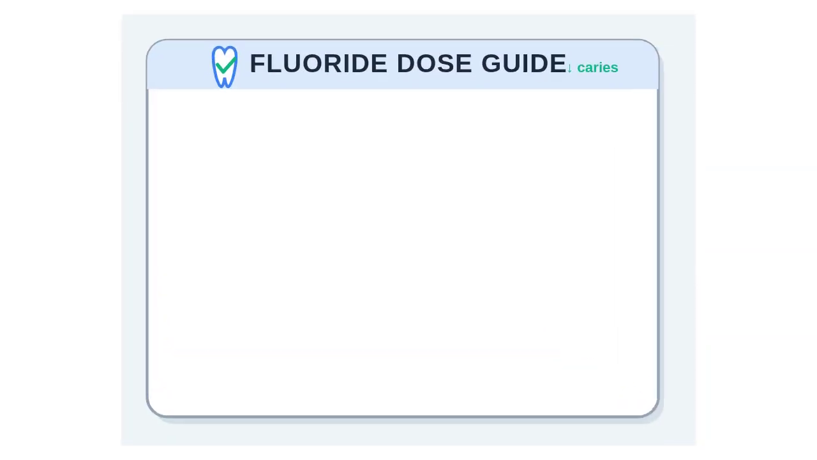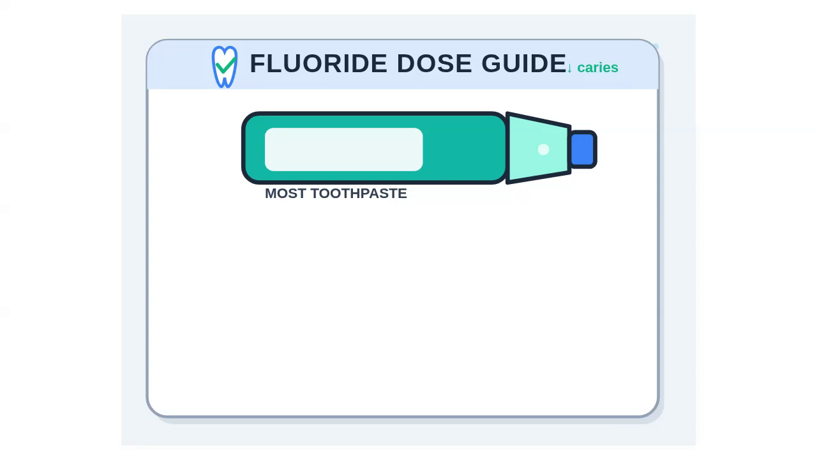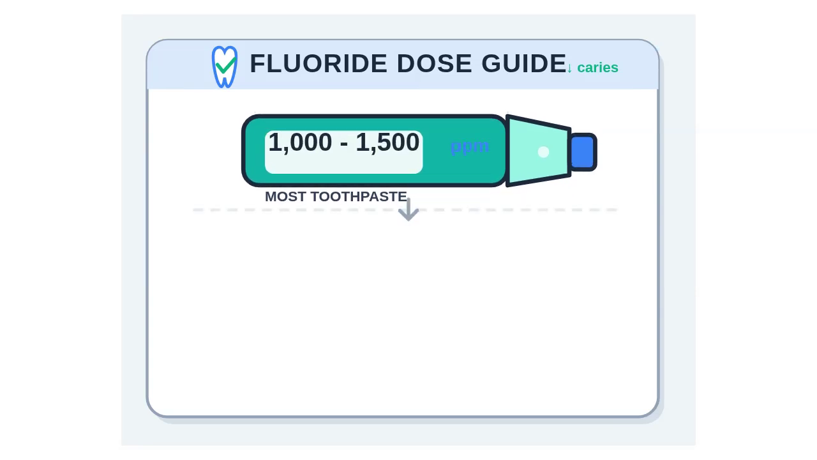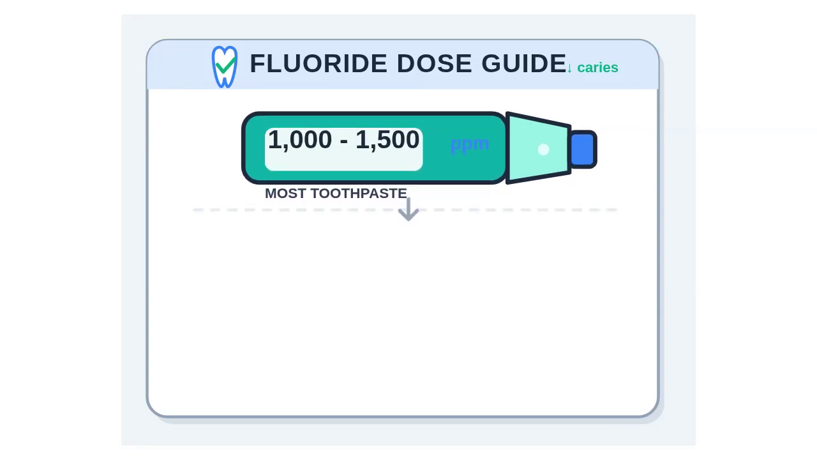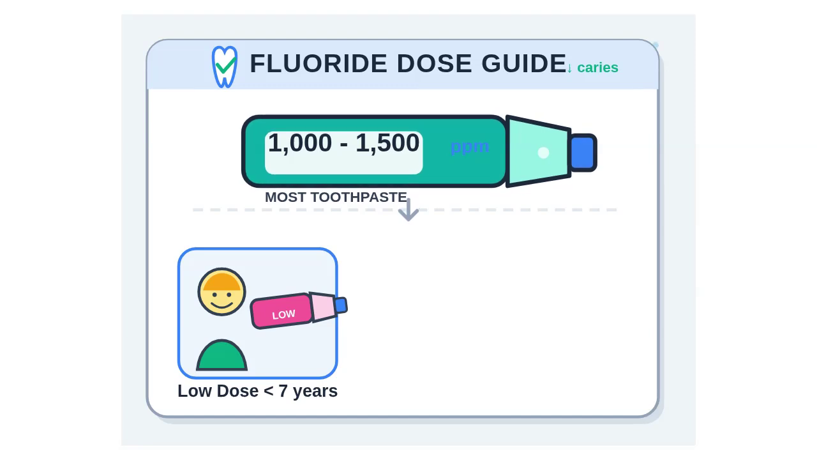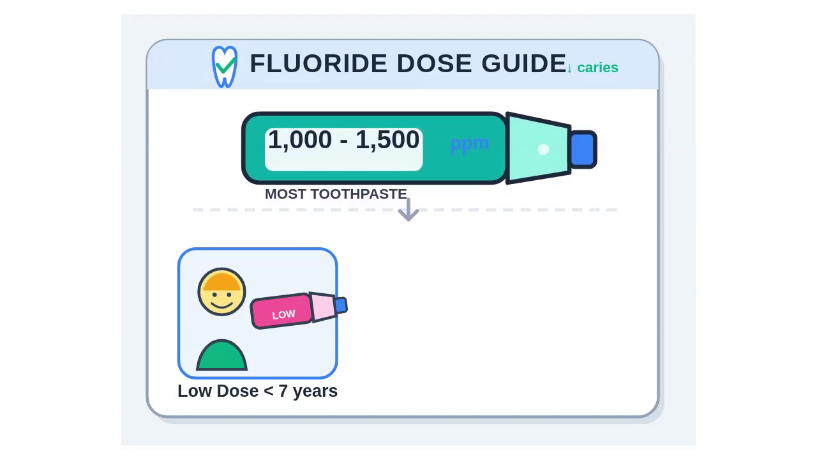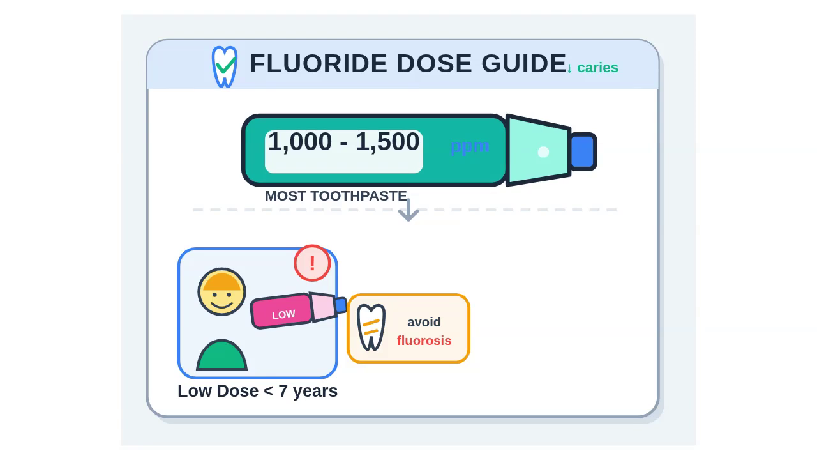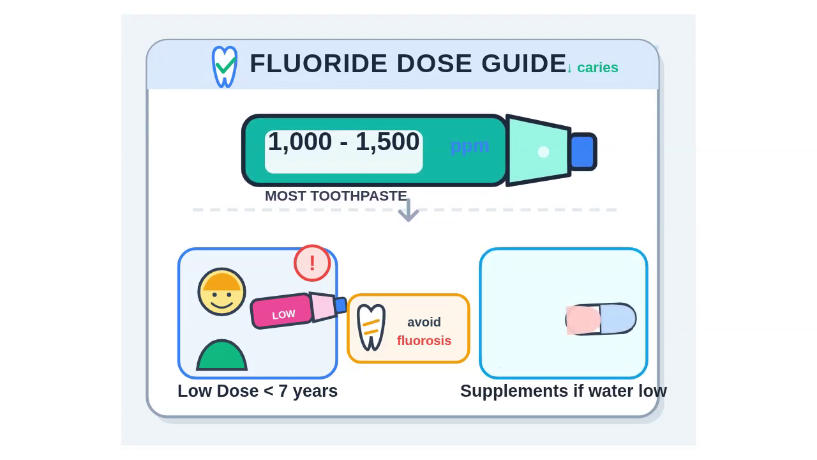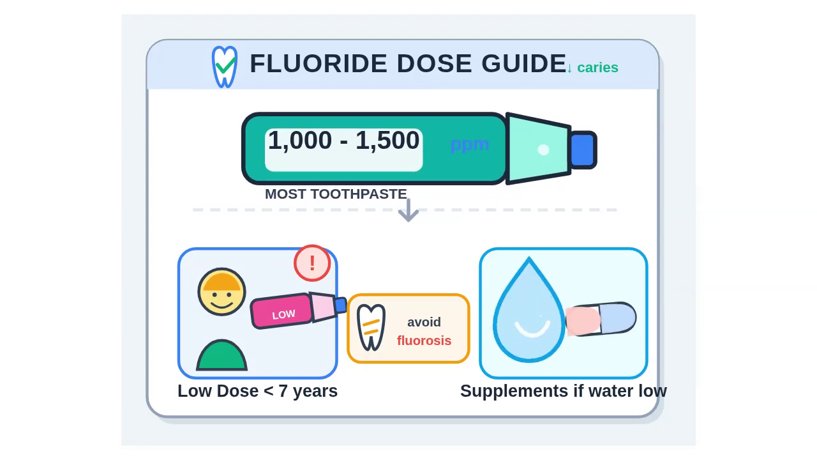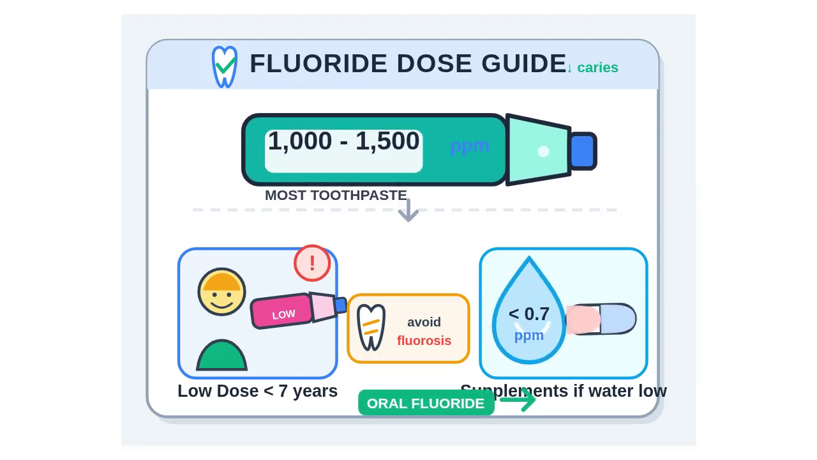Fluoride reduces dental caries. Most toothpaste contains between 1,000 and 1,500 parts per million fluoride. A low-dose toothpaste should be used for children under 7 years to avoid dental fluorosis, which causes tooth discoloration. Oral fluoride supplements can be given where fluoride in the water supply is less than 0.7 parts per million.